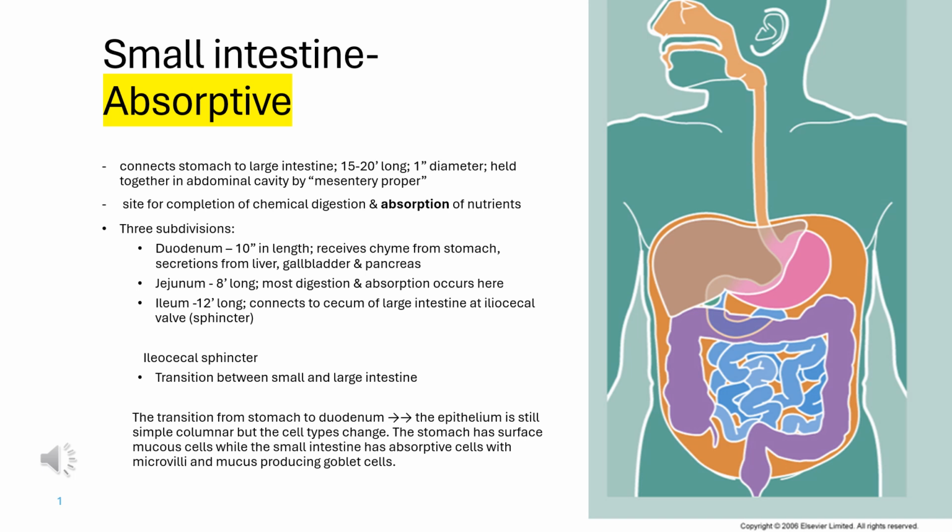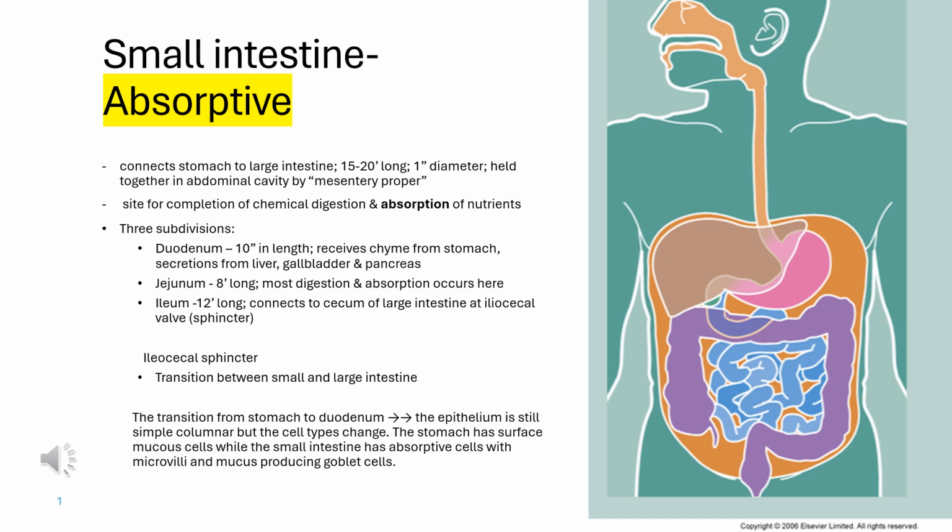So now that we've finished talking about the stomach, the next organ it flows into is the small intestine, which has a more absorption function to it. Because of that, you'll find that the epithelium will also change. Again, it's the site for completion of chemical digestion and absorption of nutrients. It's divided into three subdivisions: your duodenum, jejunum, and ileum.